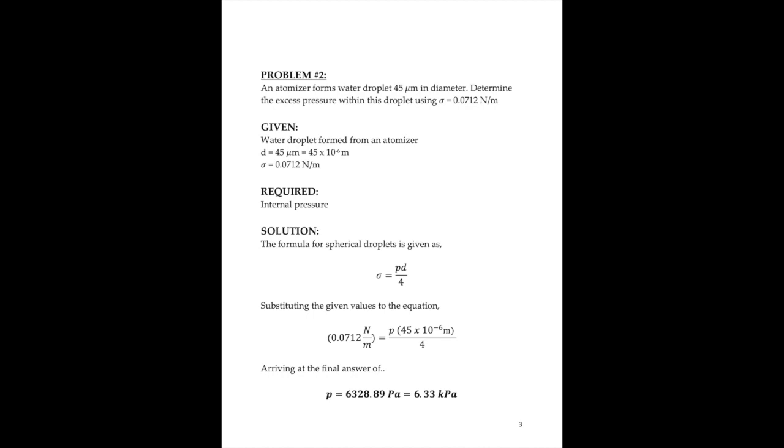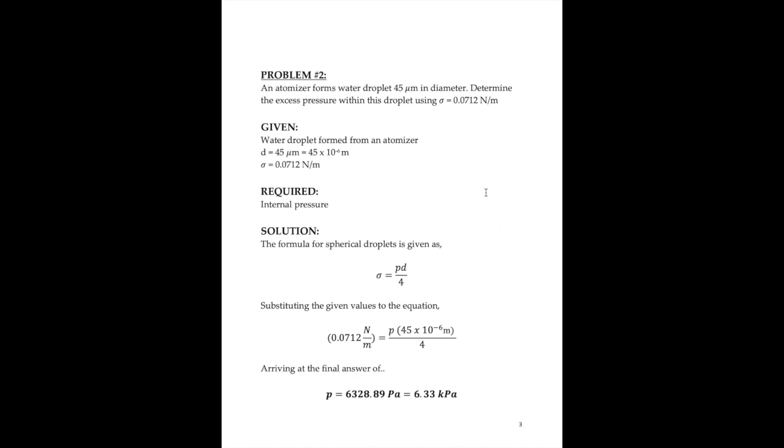Problem number 2. An atomizer forms water droplets 45 micrometer in diameter. Determine the excess pressure within this droplet using the surface tension 0.0712 Newton per meter. We should always start with the given.